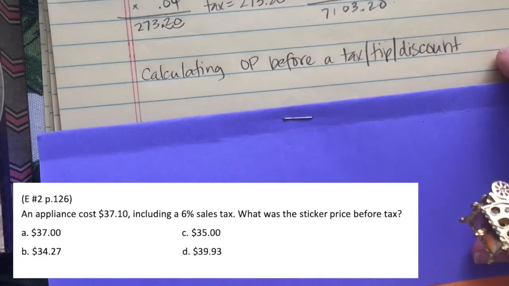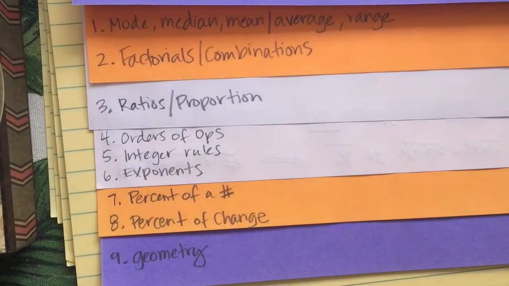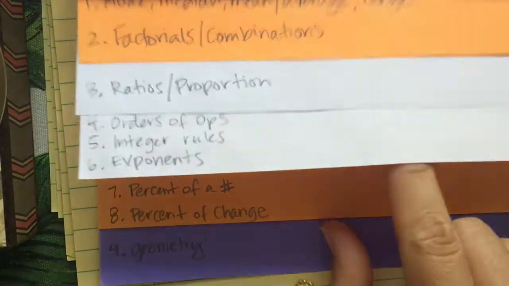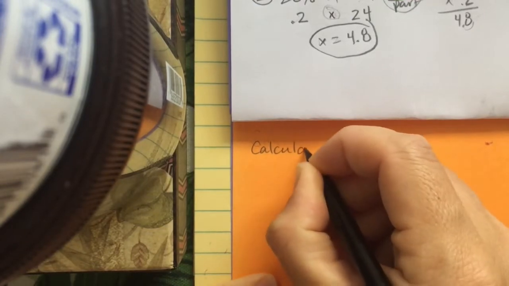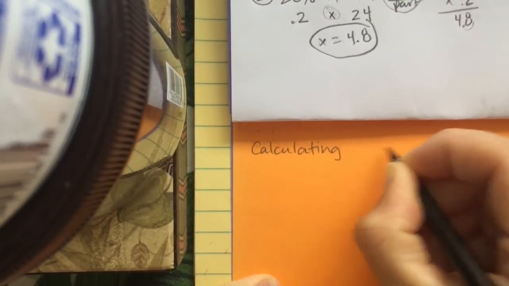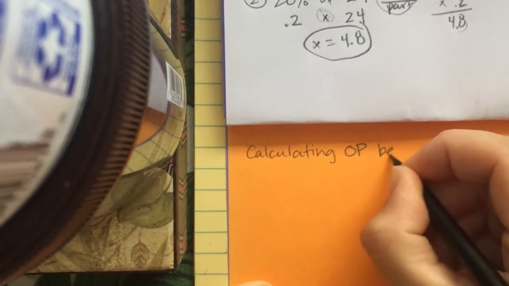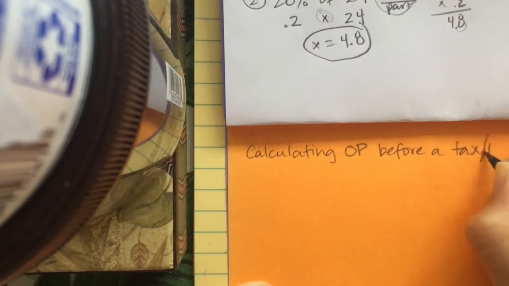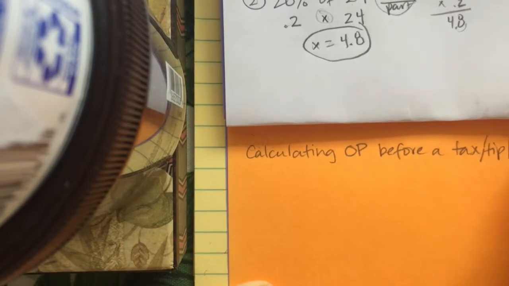So before we get into solving these problems, we need to take some notes. And I brought out my little handy dandy flippy book. Go ahead and go to your percent of a number tab. Calculating the OP, the original price, before a tax, tip, or discount.